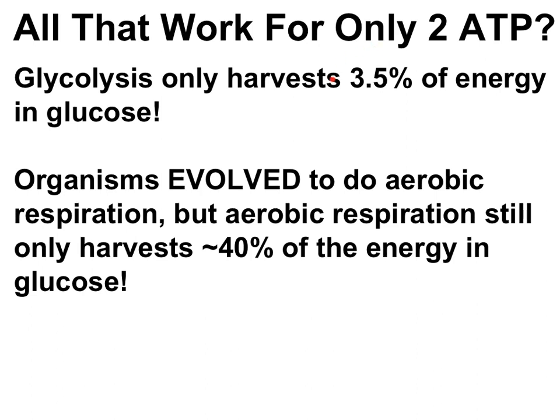Glycolysis only harvests about 3.5% of the energy that's contained in glucose. That leaves a huge 96% of the energy left over. And this leaves space, or a niche, for organisms to evolve to do aerobic cell respiration. Still, aerobic cell respiration only harvests about 40 to 50% of the energy in glucose.